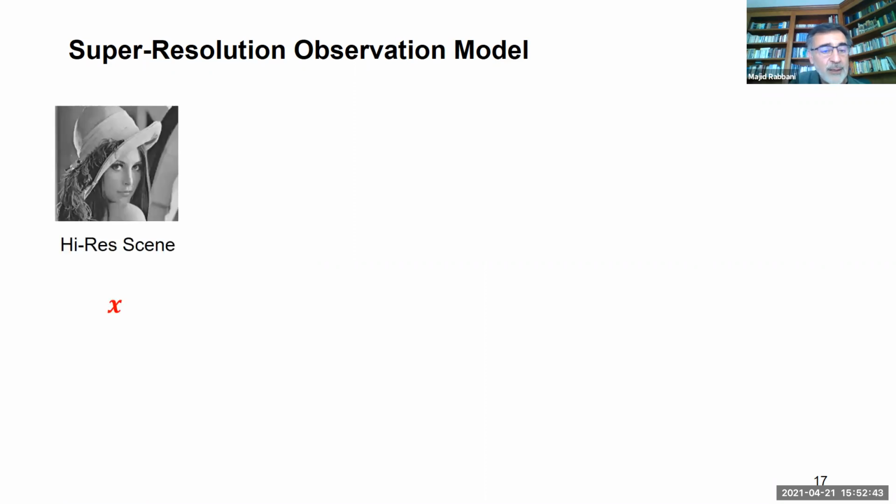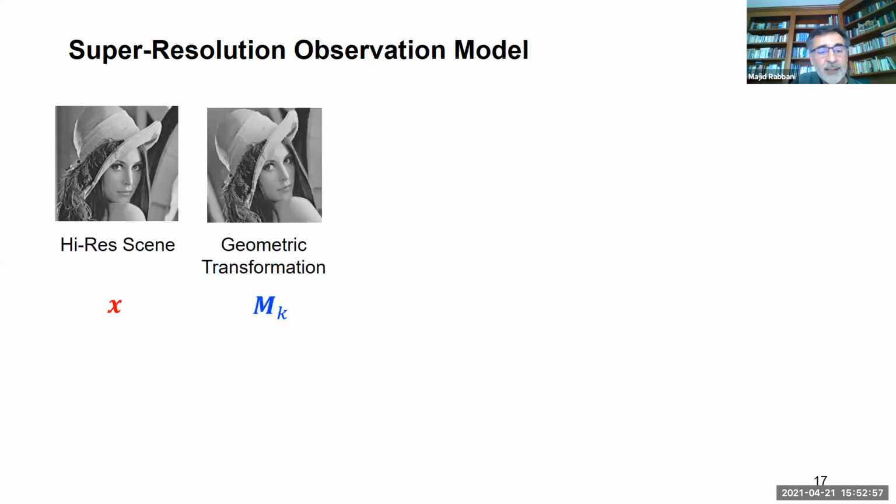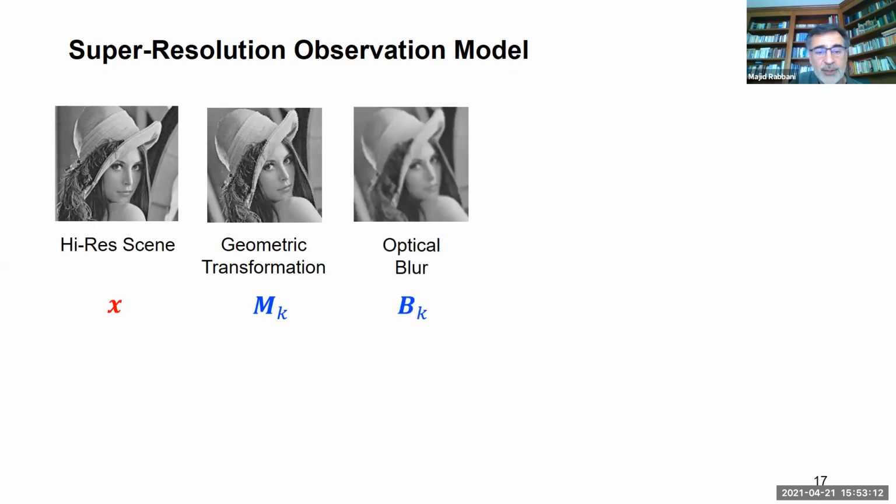So essentially, working with a well-known image, which was digitized by the University of Southern California, USC, in 1977. It's called the Lena image. Imagine you start with a high-res scene. Let's call it X. That high-res scene could go through a geometric transformation, right? Let's call it M. This is for the kth observation, because we're going to have multiple low resolution images, right? So the kth one is going to have its own geometric transformation.